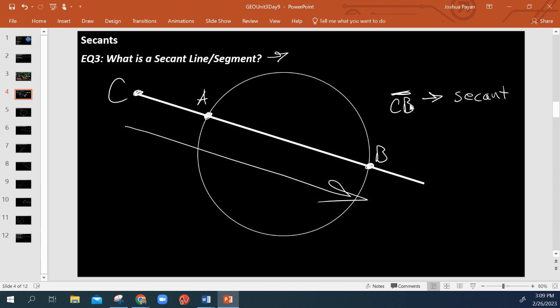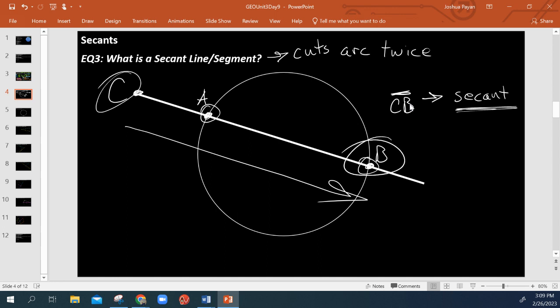And what's special about them? They cut the circle twice. It cuts the circle at point A and point B. Therefore, segment CB is secant.